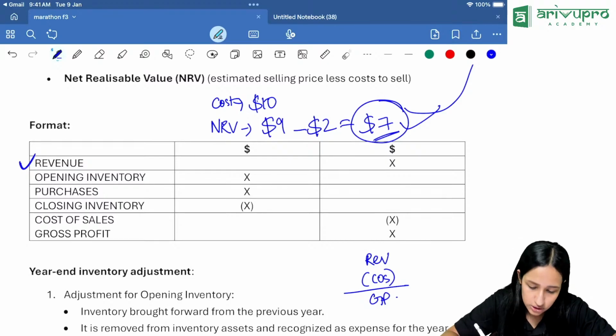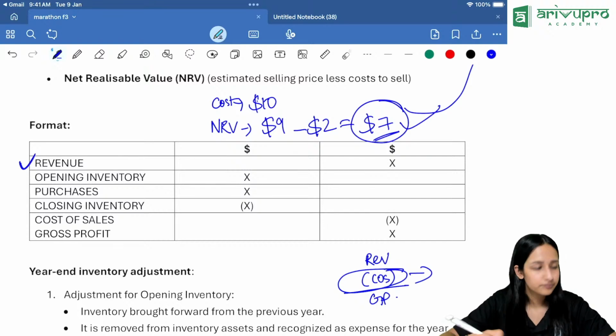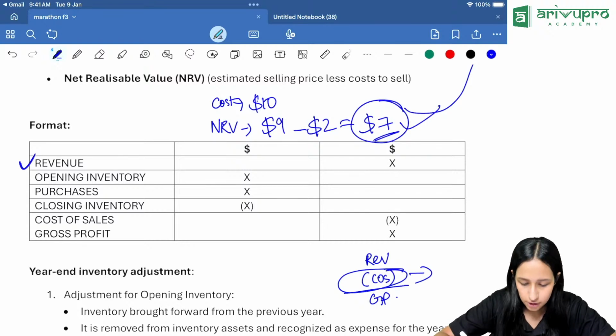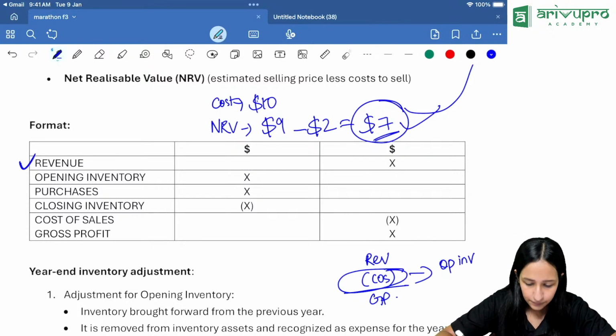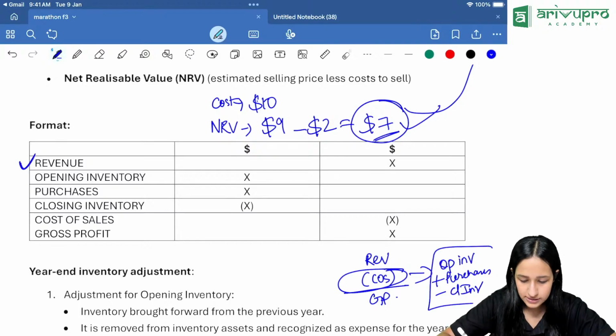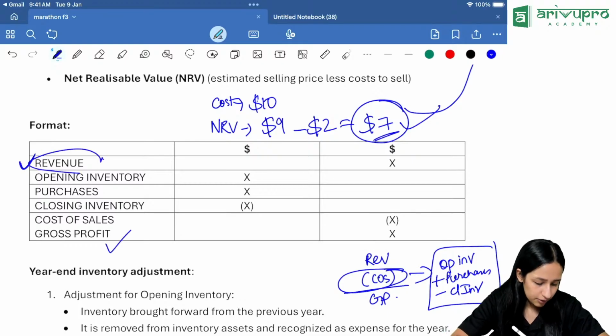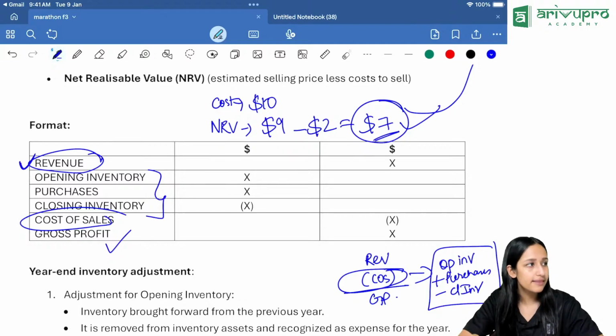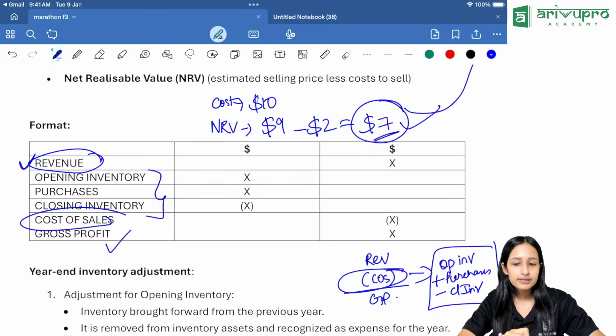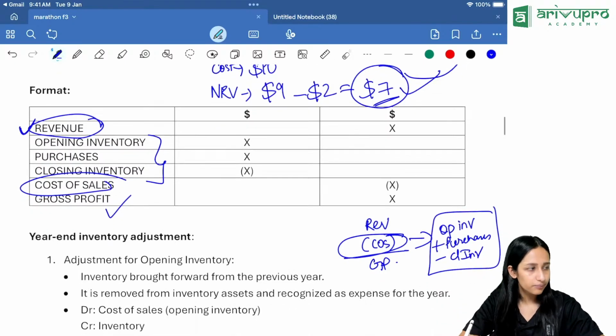But now this cost of sales has a formula within itself. That is opening inventory plus purchases minus closing inventory, which gives us cost of sales. So whenever they ask you in a question what is gross profit, first you need to calculate the revenue, then you need to calculate the cost of sales, which includes these three steps, and that's when you can find the gross profit. This is a kind of question that could be tested as well. Got it?